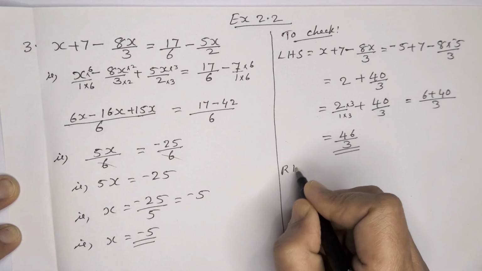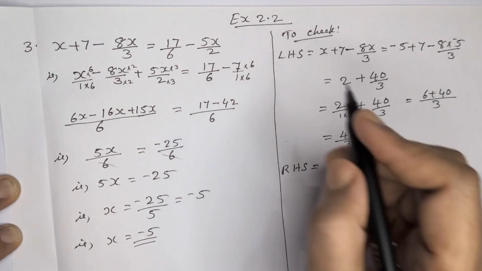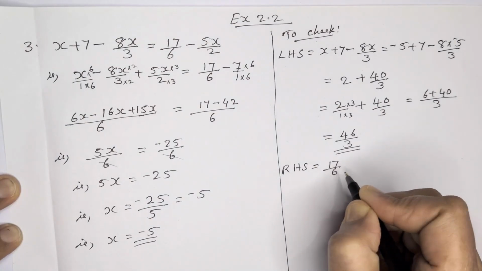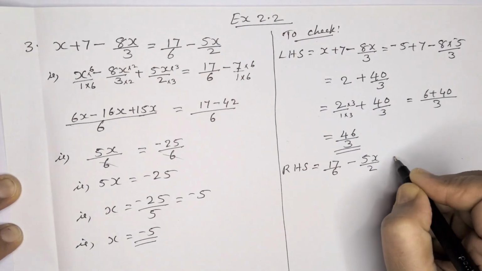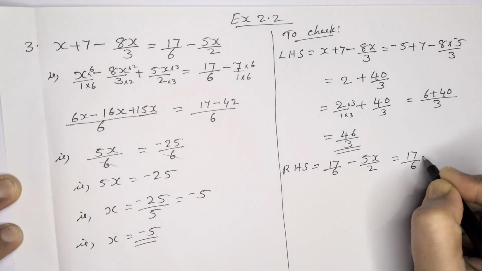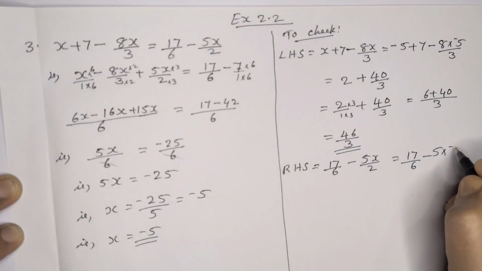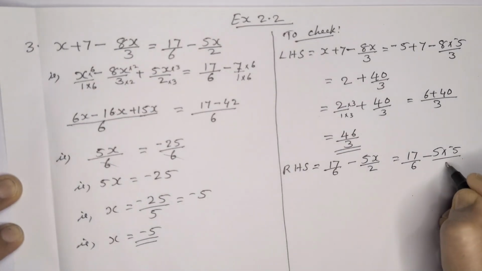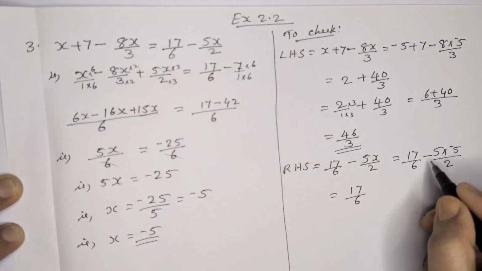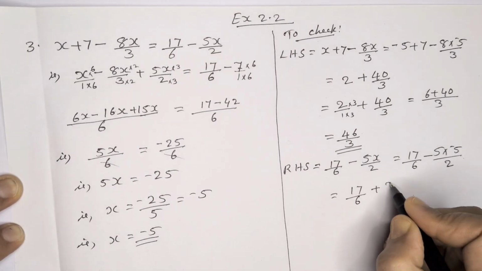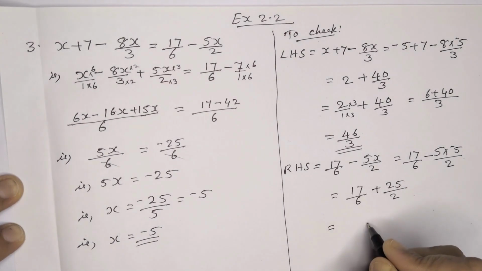Now RHS. RHS, this one: 17 by 6 minus 5x by 2, which is equal to 17 by 6 minus 5 into the value of x, which is minus 5. So minus 5 by 2, which is equal to 17 by 6 minus into minus plus 25 by 2. Here also the LCM is 6.